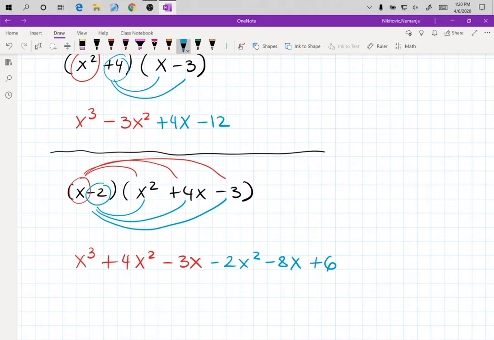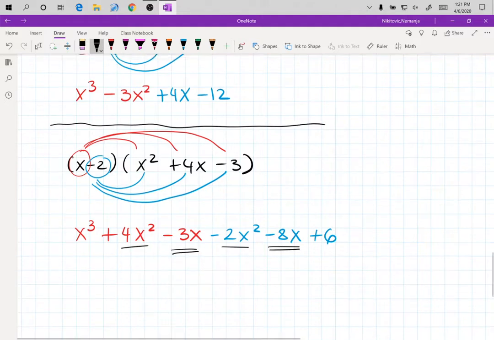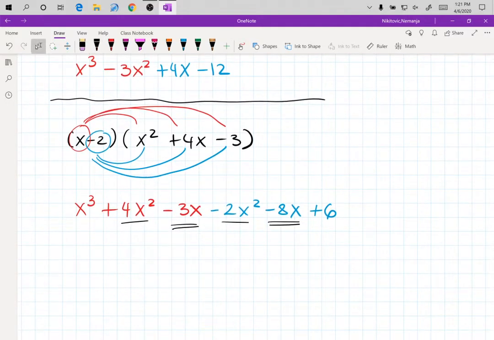So now this expression has a lot of like terms. I have a like term for the x squared, and then this linear x, single x, also has a like term. So I can combine those. Now remember to put your answer in a descending order of powers.